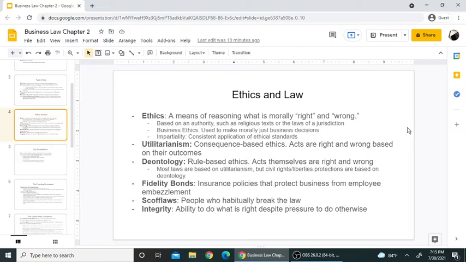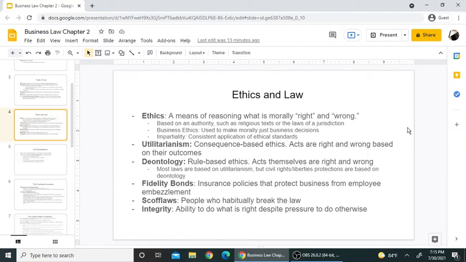So some more definitions. Business ethics is basically the set of ethics that applies to business, and you use business ethics to make morally just business decisions. Impartiality is basically the consistent application of ethical standards regardless of the irrelevant characteristics of the people or the entities to which you are applying those standards.